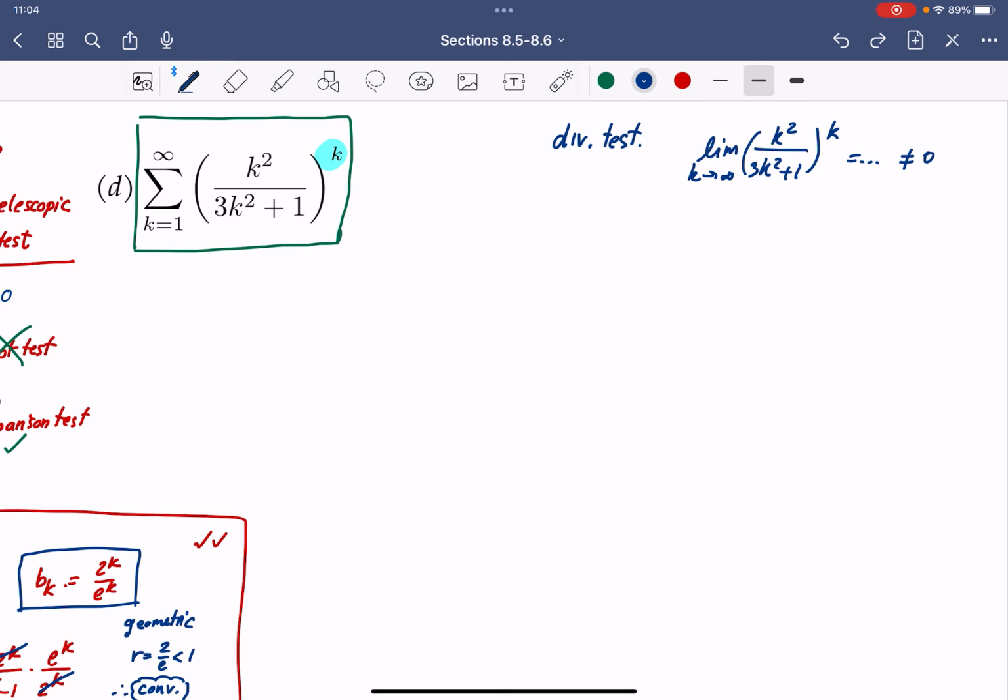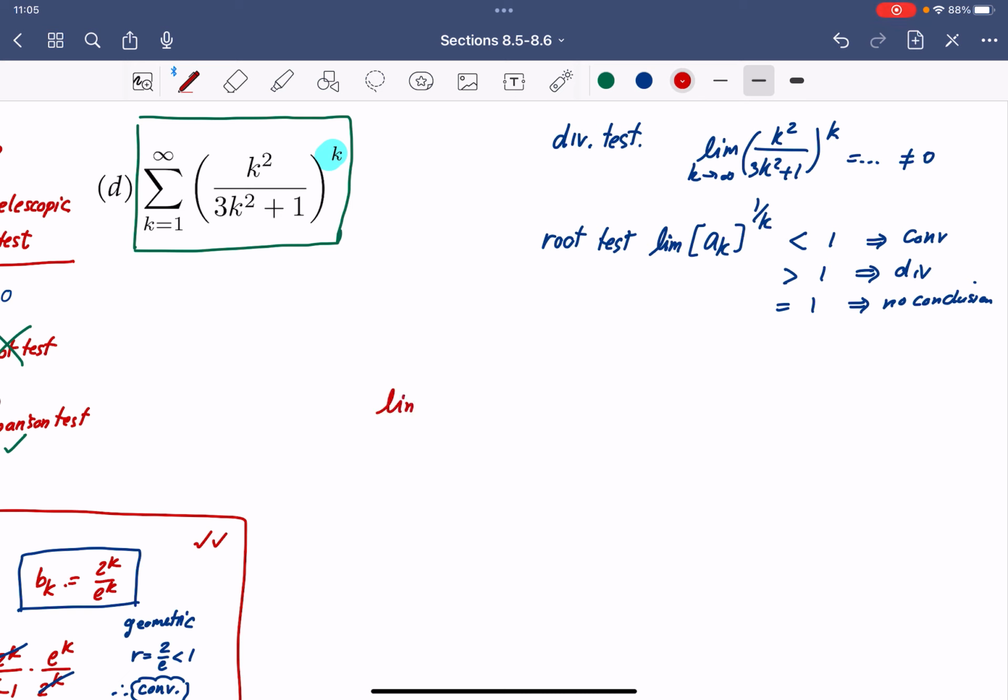And of course, geometric series, no. Telescoping series, no. P-series, no. Integral test, no. So maybe we're going to use the ratio test or root test. The root test seems to be pretty good for this one, because the root test says that if you start from a subscript k, you raise it to the 1 over k and take the limit, and you hope for something less than 1, so it is convergent. If you get something bigger than 1, it is divergent. If it is equal to 1, no conclusion. Let's do the root test then.